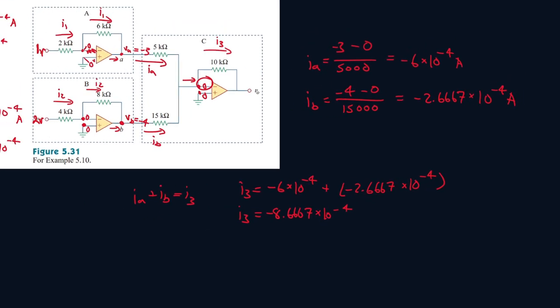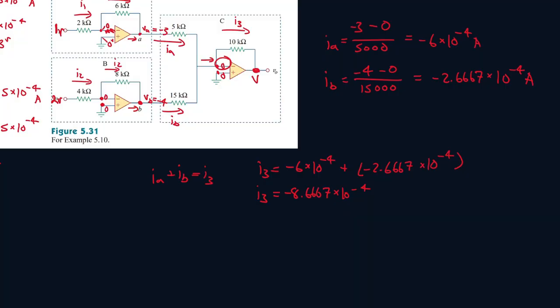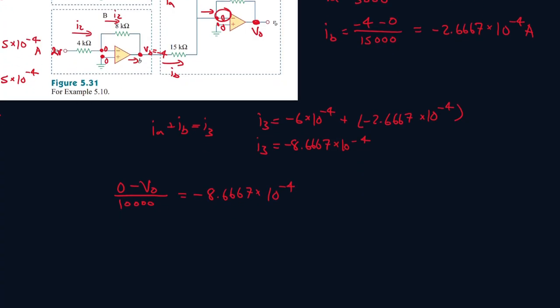And now we can solve for VO. VO will be this point, so this will be VO here. So it will be 0 minus VO all over 10,000 equals minus 8.6667 times 10 to the minus 4. And we can now solve for VO, and we get a value of 8.6667 volts. And this is your final answer.